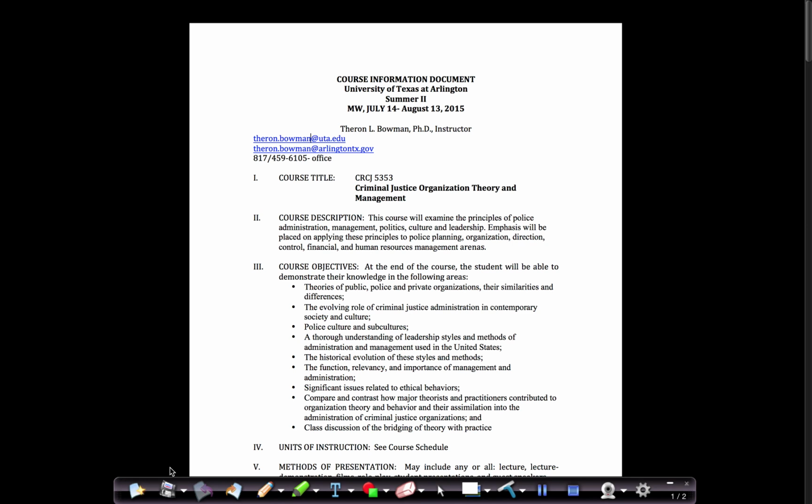Please look at section 2, the course description, then section 3, the course objectives. Know that during the course of this course, we'll look at theories of public, police, and private organizations. We'll see the similarities and differences between all of them. We'll take a pretty close look at police culture and subcultures, as well as cultures and subcultures in other criminal justice organizations. We'll look some at leadership and history. We'll look at administration and ethics and ethical behavior. And ultimately, we'll try and bridge the theory with the practice.